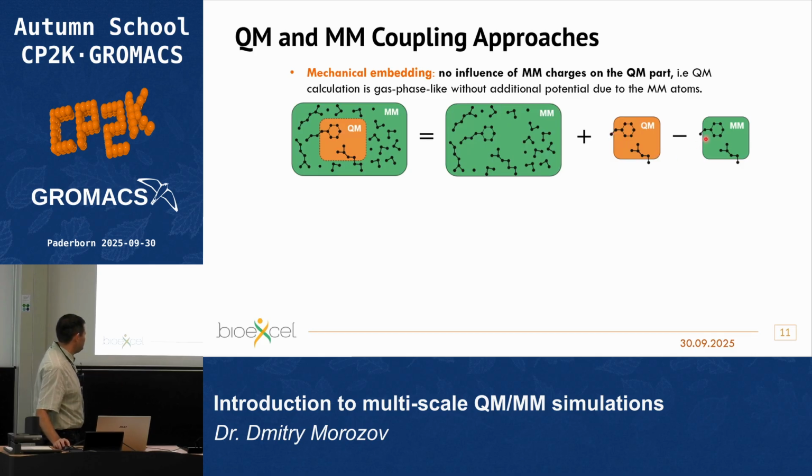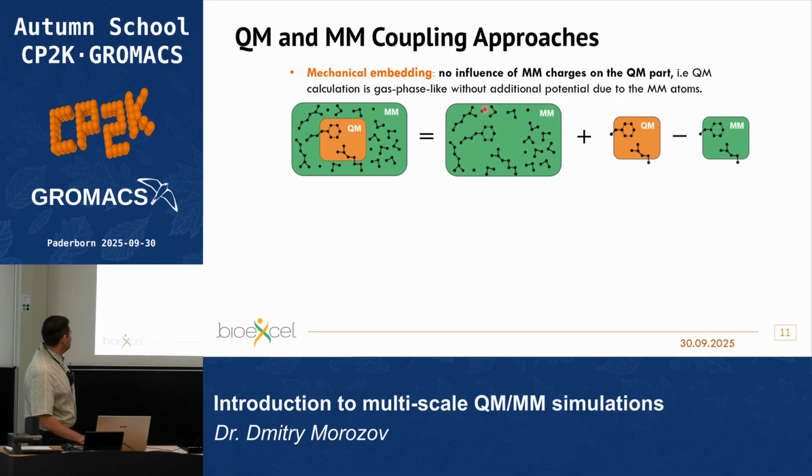And then you subtract the energy and forces of the QM atoms at the MM level. So basically you take the whole molecular mechanics simulation system, you cut from it, at the molecular mechanics level, your QM part, and you add it back in at the QM level. That's why it's called mechanical embedding, or usually also the subtractive scheme, because you subtract your QM system from your total MM system.